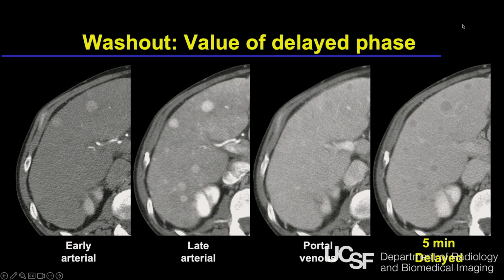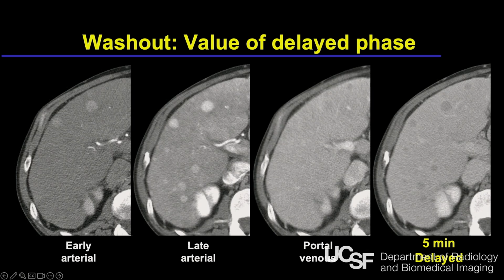And so in the early arterial and venous phases, you can see there's not any washout seen. But on a delayed phase, we can see washout fairly clearly, especially with narrow windows, of all of these lesions in the liver, potential hepatocellular carcinomas.